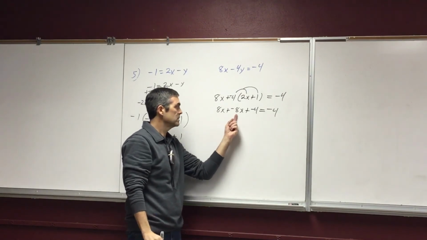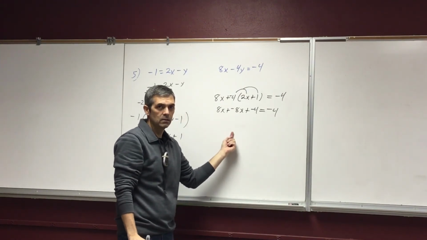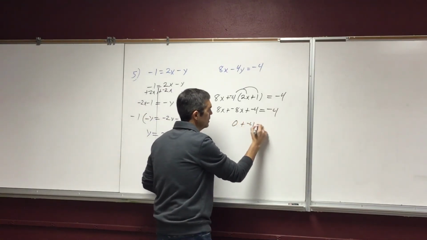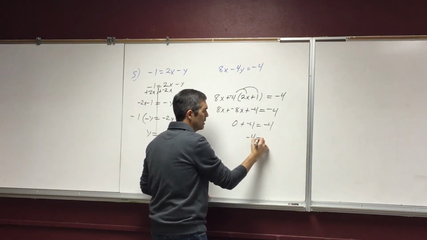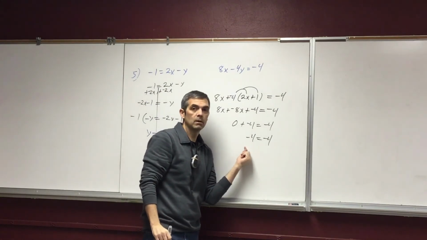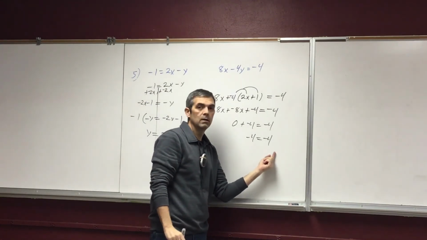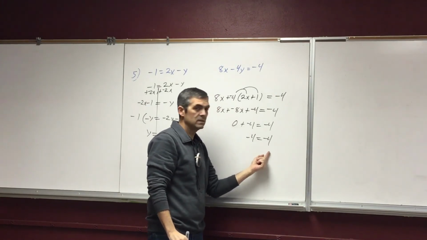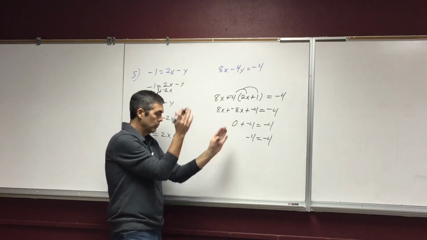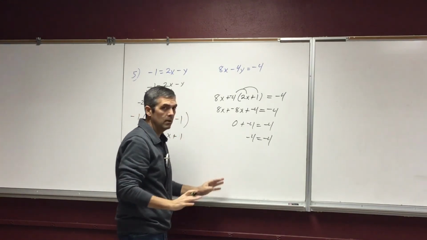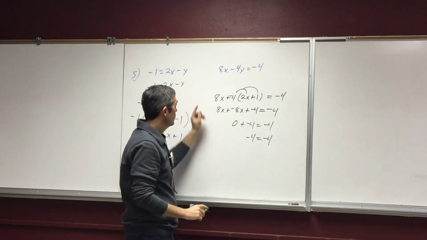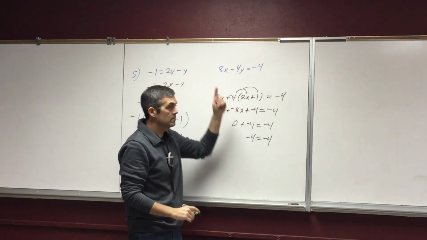Now, 8x plus negative 8x gets you 0x, and 0 times x is 0. So you end up with 0 plus negative 4 equals negative 4, which ends up with negative 4 equals negative 4. We have a true statement here. That means that these two lines are the same line. They're on top of each other, right? They're the exact same line, which means we have infinite solutions. This and this are the same lines.